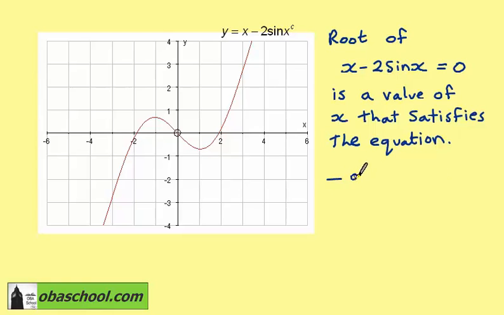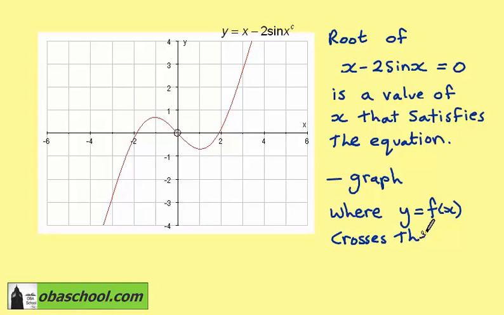Let's look at what this means on a graph. Suppose we have the graph of y equals f of x. In this case, f of x is x minus 2 sine x. We're interested in when y is equal to 0, and we know the line y equals 0 is the x-axis. So we're interested in where the curve crosses the x-axis.